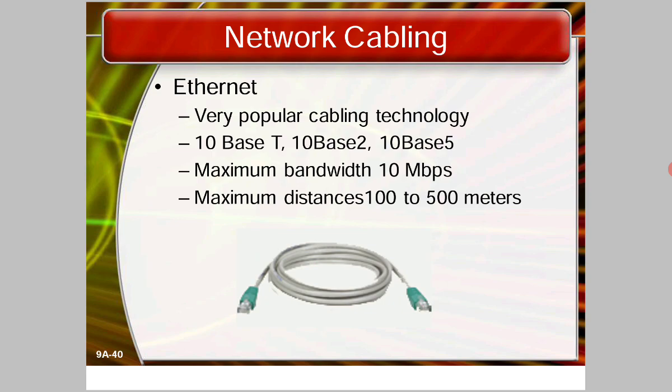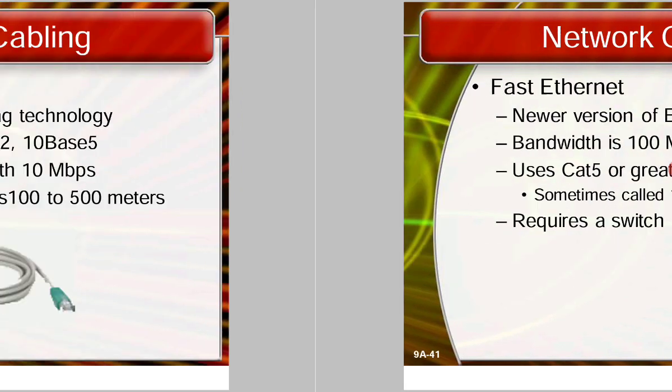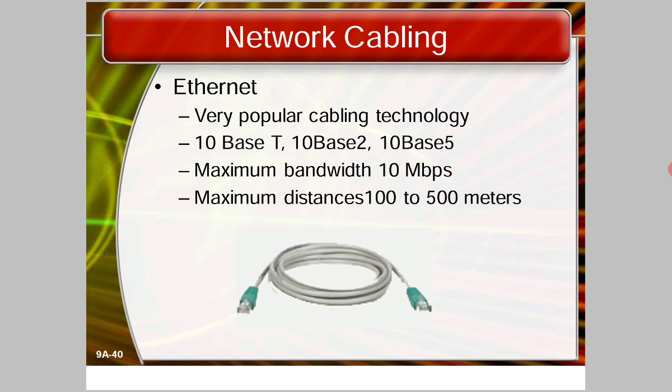So network cabling. There are different types of network cabling used. The first one is Ethernet, which is regularly used in our offices and homes. It is a very popular cabling technology, with 10 base T, 10 base 2, 10 base 5 cabling. Maximum bandwidth is 10 Mbps. Maximum distance is 100 to 500 meters. So Ethernet is one of the cabling technologies or categories, and it is the most popular. There are different types of Ethernet cabling, 10 base T, 10 base 2, 10 base 5, like that.